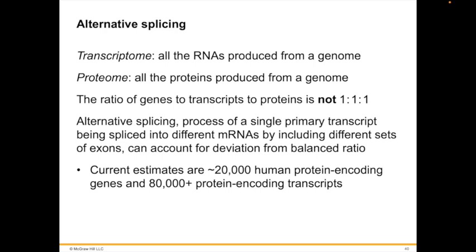Before the Human Genome Project, it was estimated that humans had 100,000 genes. The current number is down to 20,000 genes that encode for proteins. But more than 80,000 protein encoding transcripts have been identified. Alternative splicing provides a way out of this conundrum.